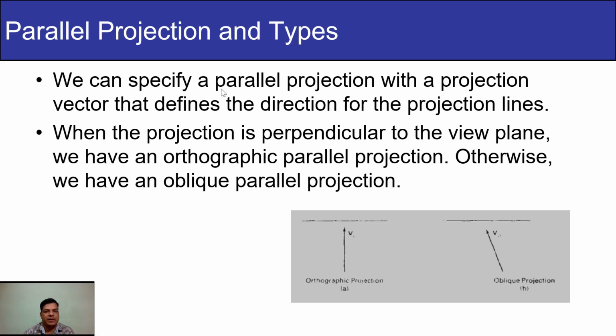We can specify a parallel projection with a projection vector that defines the direction of the projection lines. When the projection is perpendicular to the view plane, we have an orthographic parallel projection, otherwise we have an oblique parallel projection. In the figure, if the projection lines intersect the view plane perpendicularly, it is called orthographic projection, and if the projection lines are not perpendicular to the view plane, it is an oblique parallel projection.